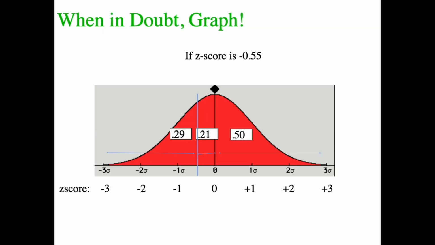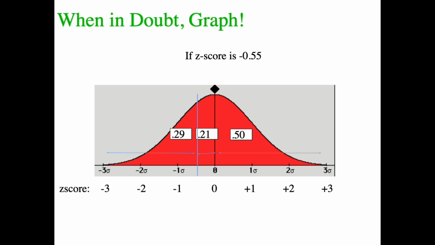So when in doubt, always try to graph these z-scores so you can keep in mind that if your z-score is negative, it's below the mean. If it's positive, it's above the mean. And you want to get an idea of how far away from the mean it is and so on. All that will help you to solve the problem that you're doing when you're looking at these z-scores.